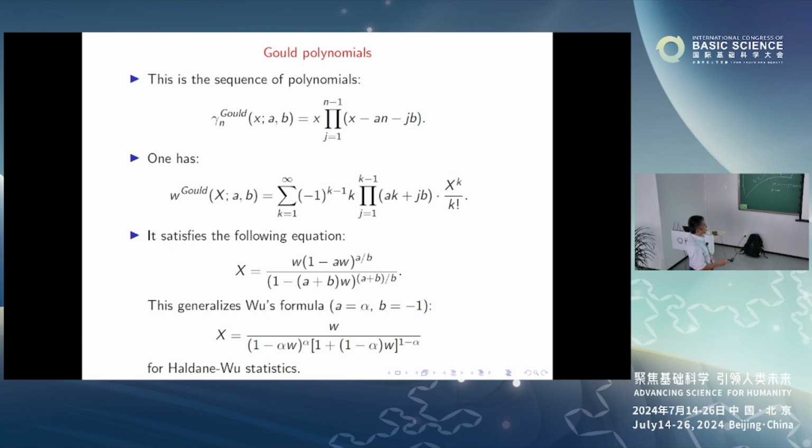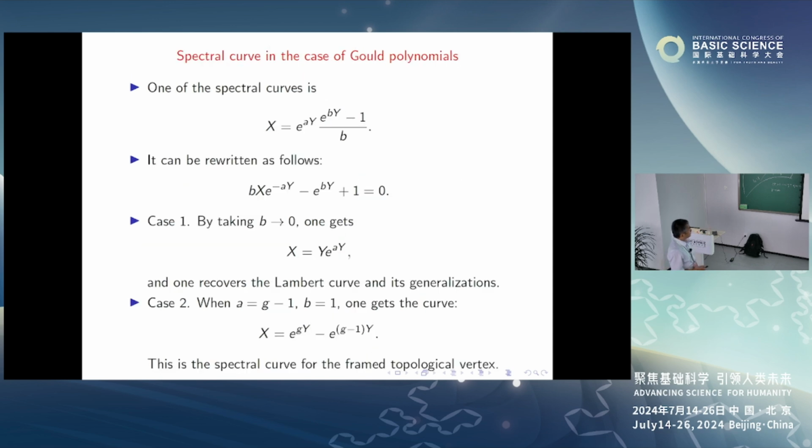So if you take something here, you can make it exact. You can recover the Haldane-Wu statistics. Then you can consider the spectral curve here. What is behind the spectral curve? The spectral curve can be obtained, again using the Lagrange inversion formula, and you get a curve which is complicated. It has two parameters. You can take some of these parameters to special cases. If you go to 0, then what you get is just the Abel case. But if you take this choice, then what you get is the spectral curve for the framed topological vertex. The topological vertex was used in studying local mirror symmetry, the local Gromov-Witten invariants of toric Calabi-Yau threefolds. And something like this actually pops out also in this setting.